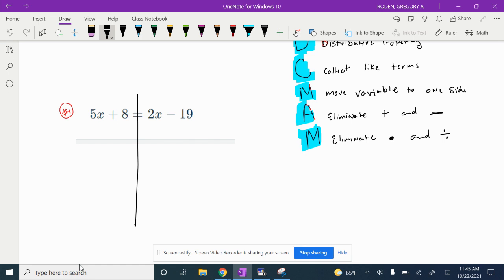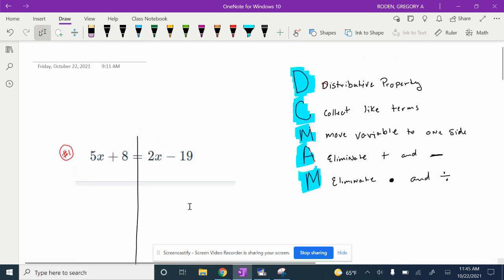Okay, so we're going to use don't call me after midnight on each one of these. So the first thing we have is D, distributive property. Well, I don't have any distributive property because there's no like terms. Okay, there's no like terms. So there's no distributive property. So what about collecting like terms? Well, there's no collecting like terms. I don't have any on the same side. I have a 5x plus an 8, and those are different terms, and I have a 2x minus 19. Those are two different terms. So I do not have any like terms on the left side or the right side.